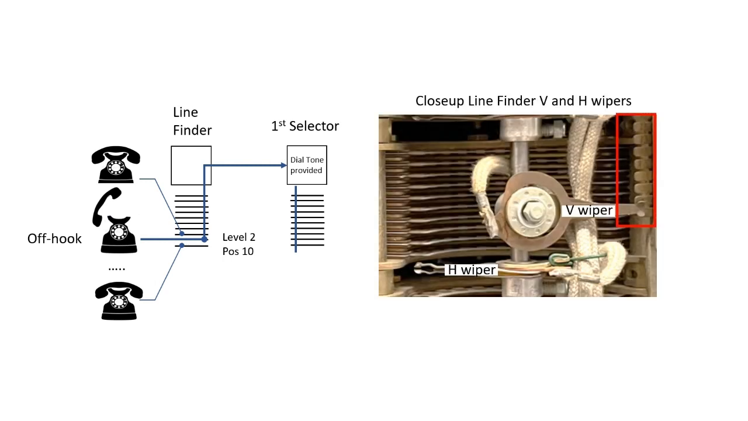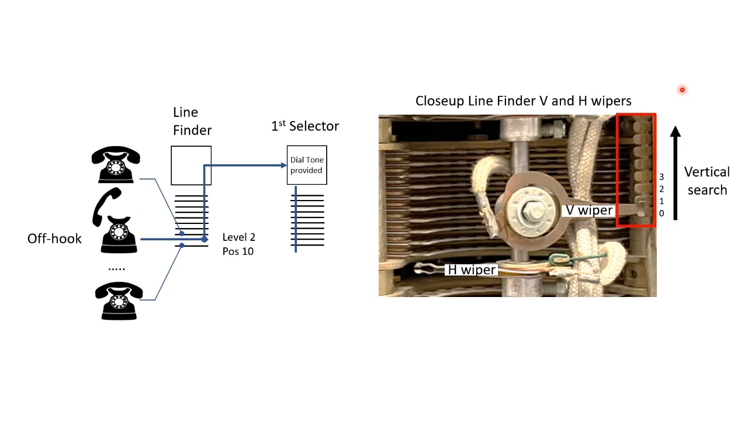Here is a close-up of one line finder bank. There are 3 banks per switch. A line finder can find 1 out of 200 subscribers. Switches are an expensive resource. A free line finder is chosen from a pool of switches to search for the new off-hook subscriber. This switch searches in 2 dimensions to find the new caller.